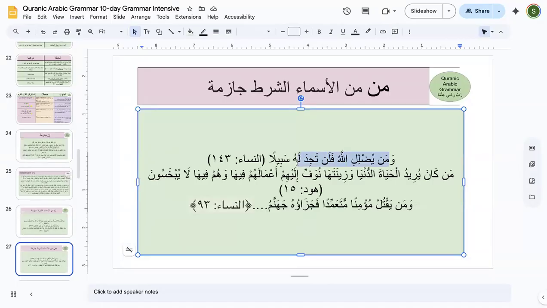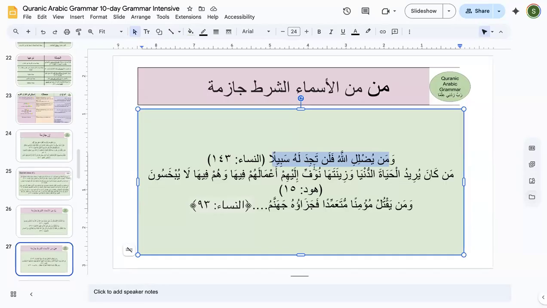Okay, so then there is man that has the same work. Man yudlillahu falan tajida lahu sabila. So again here you are seeing man shartiya, and this one you have done man mausula. What is the position or location of man mausula? Man mausula is an ism, but when it comes to the positioning of it, where do you find it in the sentence if it is mausul? It connects what is after to what is before. It is in the middle. Very good job, my dear sisters. So in here, when it is a shart or a question man, it is always going to be in the beginning of the sentence. And this has been in your slides for your session number 1.